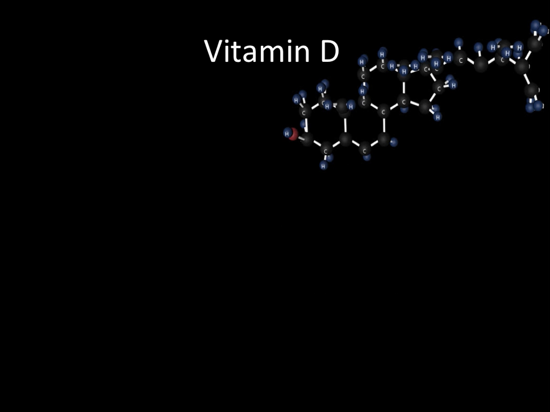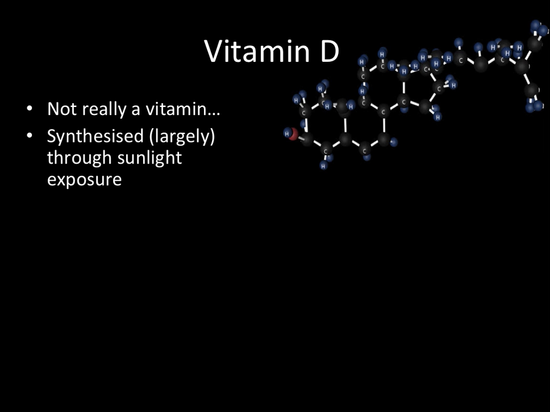Vitamin D. Vitamin D is not really a vitamin. Why? Well, vitamins are defined as a substance that is essential to an organism for normal functioning and is obtained through the diet. Now, vitamin D is not obtained in large amounts through the diet. The large amount of vitamin D comes through the interaction of UV light, UVB light, with the skin, so it can be produced in that way. Because it's synthesized largely through sunlight exposure, it's not really a vitamin, although we can have small amounts in dietary exposure.